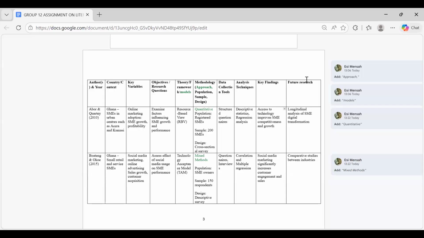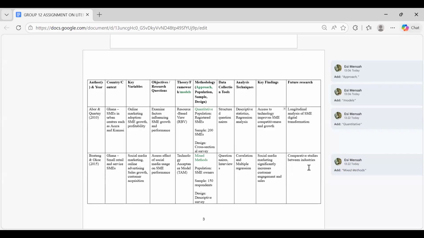Now, this column for future research, you will use it as justification for your current study. So this is why it is always a good idea to even do this activity before you finalize your topic, because then you can use this column to say that 80% of studies reviewed, or 80% of the 60 studies reviewed, indicated that most studies called for comparative studies across different industries, as most of the SMEs that were reviewed in previous studies seem to be in maybe the fashion industry.